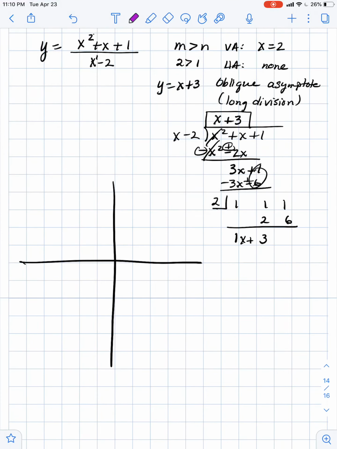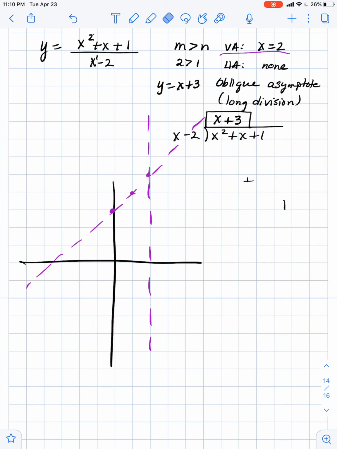Okay, let's get those in here. So my vertical asymptote is at 2. My oblique is at x plus 3. So I'm going to go to 3, and then I have a slope of 1. Okay, and I'm going to pull off my long division real quick. If you need to pause and copy that, I would do that. Okay, so here's my graph.